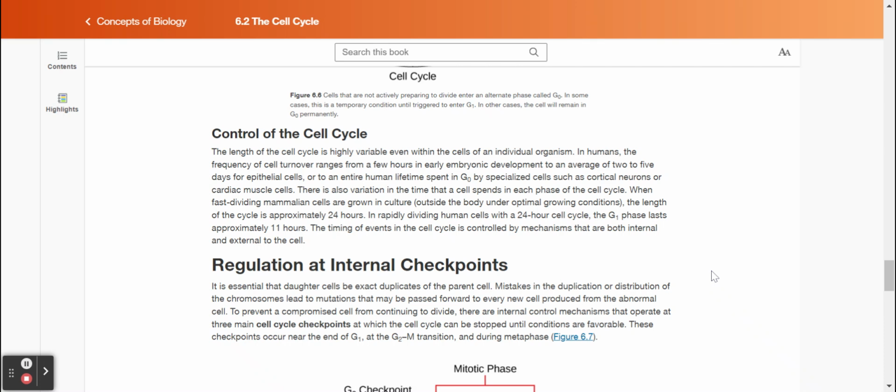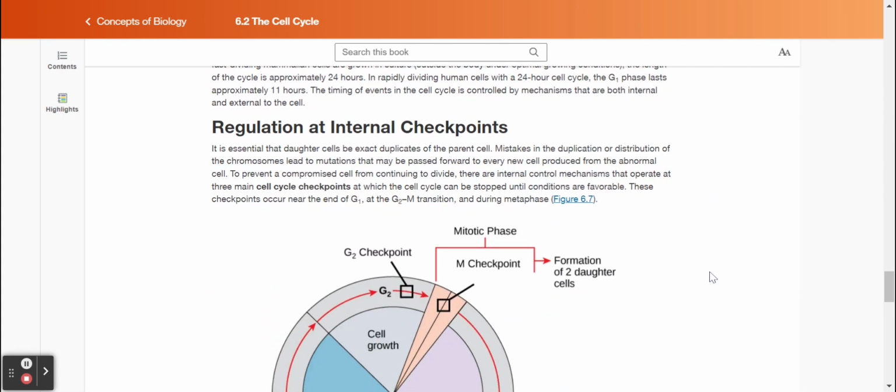There is also variation in the time that a cell spends in each phase of the cell cycle. When fast-dividing mammalian cells are grown in culture, outside the body, under optimal growing conditions, the length of the cycle is approximately 24 hours. In rapidly dividing human cells with a 24-hour cell cycle, the G1 phase lasts approximately 11 hours. The timing of events in the cell cycle is controlled by mechanisms that are both internal and external to the cell.